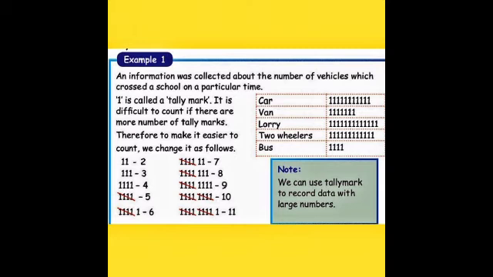But 6 is represented as 4 lines and 1 strikeout, then 1 more line, which is called 6. This is an easy way to find the tally mark.